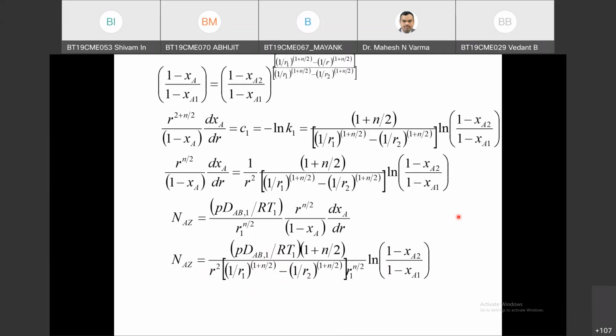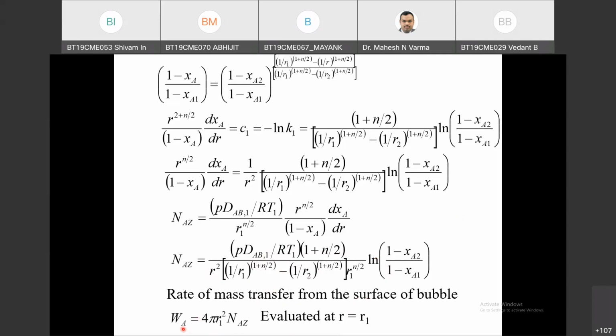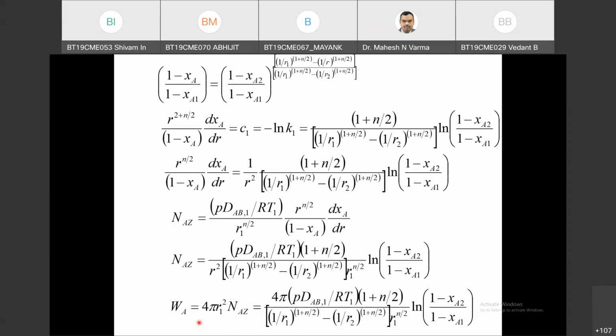Now, how to get the rate of evaporation? This will be estimated at R equals R2 and multiplied by surface area. Rate of mass transfer from the surface of the bubble will be 4 pi R1 square into NaZ. This will be the rate of evaporation of the bubble, the mass transfer from the bubble. So that will be the surface area of the bubble multiplied by NaZ evaluated at R1.